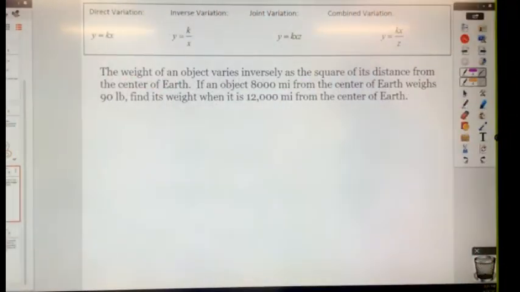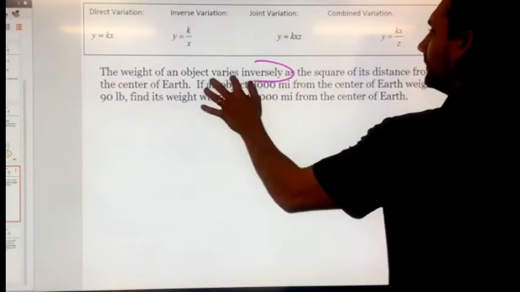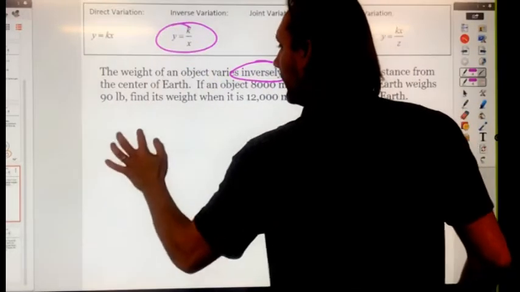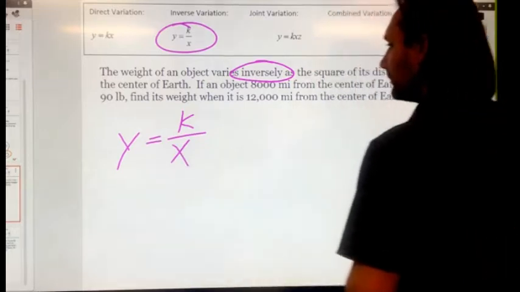Let's look at another one. The weight of an object varies inversely as the square of its distance from the center of the Earth. If an object 8,000 miles from the center of the Earth weighs 90 pounds, find its weight when it is 12,000 miles from the center of the Earth. Inversely. Very good. So our keyword here is inversely. Y equals k over x.